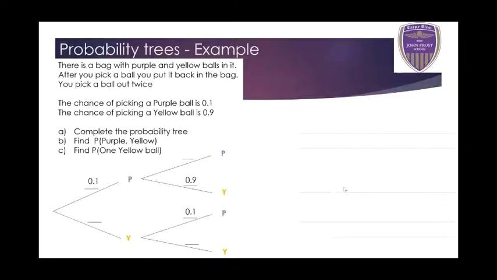First of all, we need to complete the probability tree. And then secondly, we need to find the probability of purple then yellow. And then we need to find the probability of one yellow ball, okay? So let's complete this tree first.